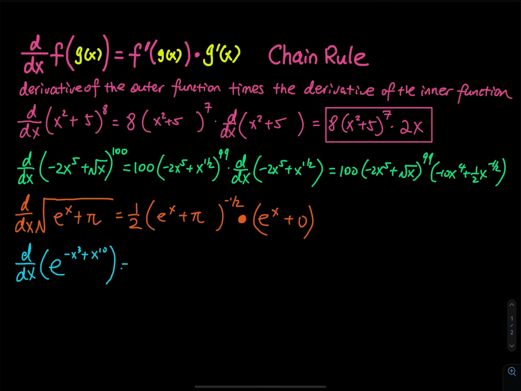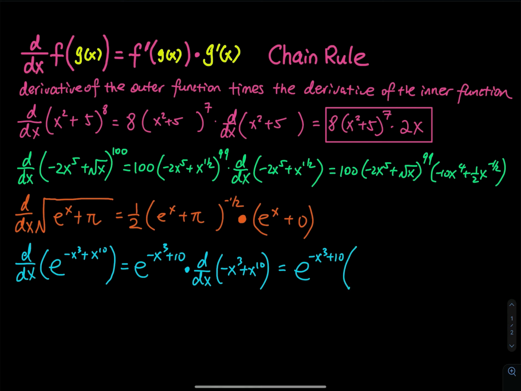So first of all, when you take the derivative, you are taking the derivative of e first. So e to the anything is e to the anything. So e to the negative x to the 3rd plus x to the 10th. And then by chain rule, you have to multiply the derivative of the exponent, negative x to the 3rd plus x to the 10th power. So overall, you have e to the negative x to the third plus x to the 10th, and then this gives you what? Negative 3x squared, right? And then plus 10x to the 9th power.